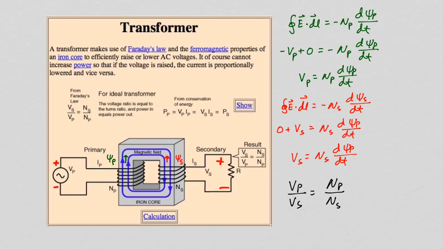The power into the transformer is going to equal the power out of the transformer. So the ratios of the currents in the primary and secondary of the transformer become I_p over I_s is equal to the number of turns in the secondary over the number of turns in the primary. So by whatever factor you step up the voltage from the primary to the secondary, you step down the current from the primary to the secondary.